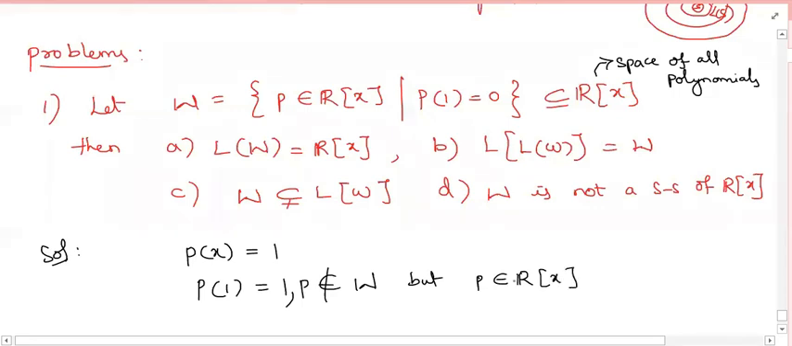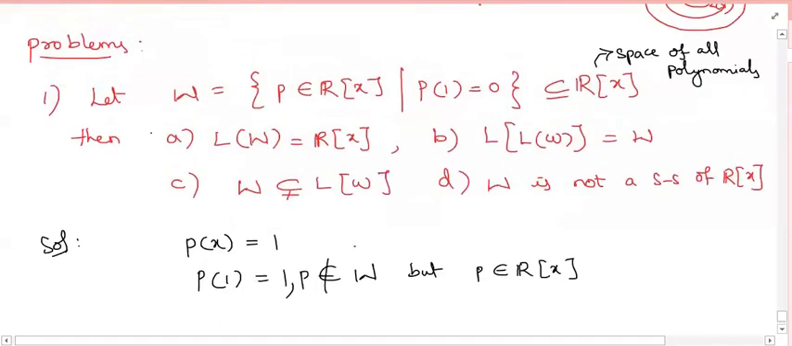So obviously, that's fine. Before that, I want to prove that W is not equal to R of X. From here we can say that W is a proper subset of R of X. We can say W is not equal to R of X. But we have to prove that L of W.